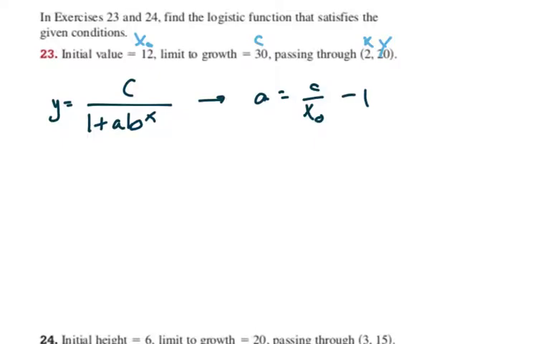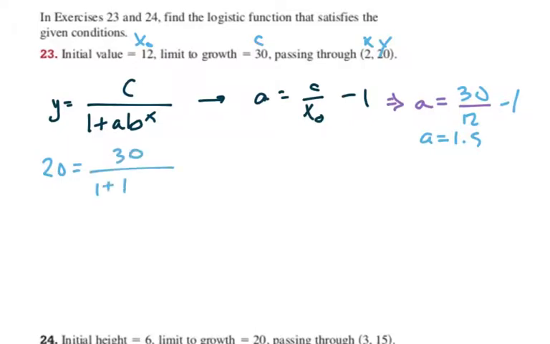So, in order to get our a value here, we're going to do an a of c, which is 30, over an x naught of 12, and then minus 1. So 30 divided by 12 minus 1 leaves us with 1.5 for our a value. So going back to our function, if we plug in each of the pieces we have, a y of 20 is going to equal a c of 30 over 1 plus 1.5 times b to the, oh, not x, but 2.